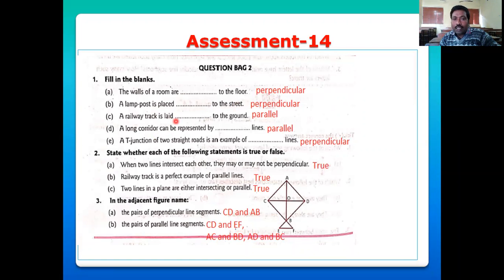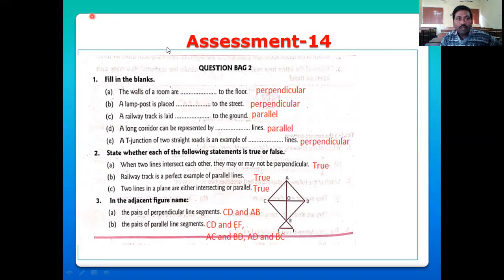The railway track is laid dash to the ground. The railway track is laid parallel to the ground, that is the parallel lines. And a long corridor can be represented by parallel lines also. And a T junction of two state roads is an example of perpendicular lines.